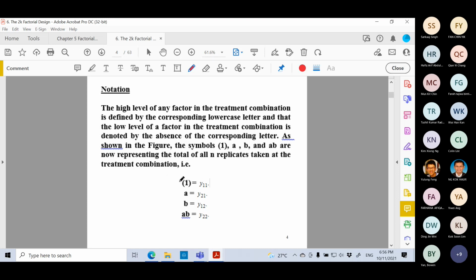For the 1 here, it is the total of all of them, and there is a dot here, because the third dimension, or the third position here, refers to the number of replicates. So you find the total under this one at the low level. This one is A at the high level, so you have Y12, then a dot here. And then for B here, it is 1, 2 here because B is at the high level, therefore there is a 2 here. And then this one is AB, both at the high level, then it's a dot. They total out.